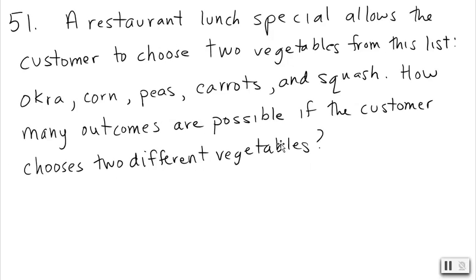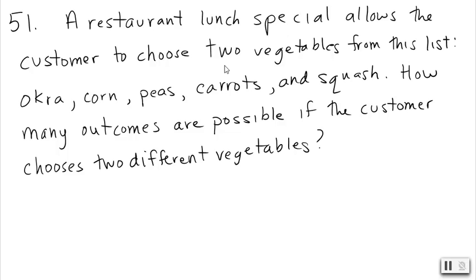Problem 51. A restaurant lunch special allows the customer to choose 2 vegetables from this list: okra, corn, peas, carrots, and squash. So notice that's 5 options there. How many different outcomes are possible if the customer chooses 2 different vegetables? Think about that one.